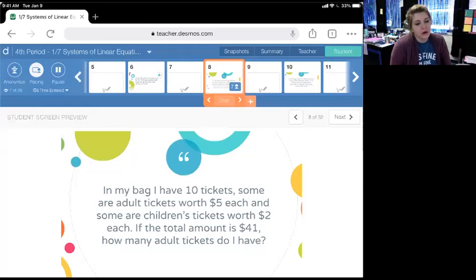Okay, now remember, I have 10 tickets. So 2 tickets plus another 5 tickets is only going to be 7 tickets. So I've got to have a total of 10 tickets.